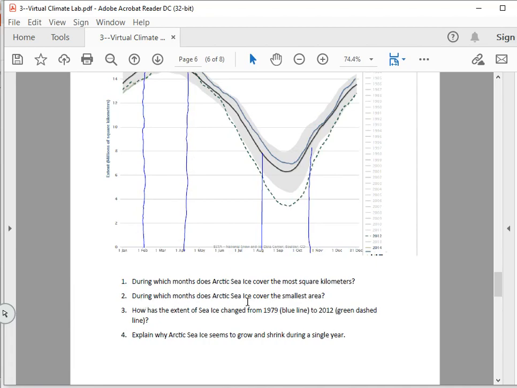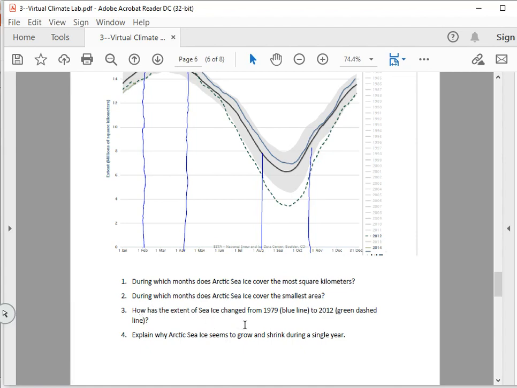And then number 2, which months does the Arctic sea ice cover the smallest area? Again, I kind of have between August and November, but if you want to extend that out a little bit, July to November, July to December, that's up to you. Just make sure, like I said, it's a range around the smallest and highest point.